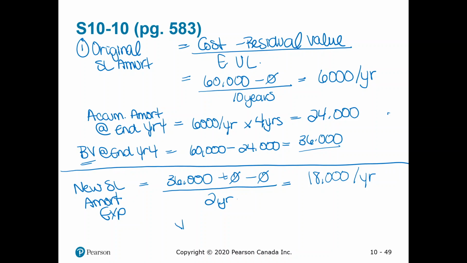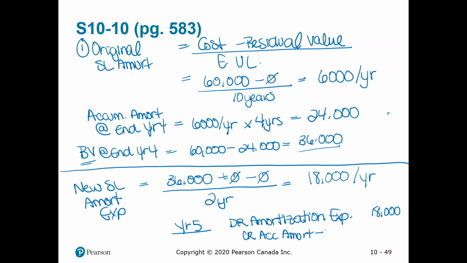So in year 5, it asks us to record the entry. We would debit amortization expense for $18,000 and credit accumulated amortization. They probably put the hot dog stand in equipment. So that would be our entry in year 5 as well as in year 6.